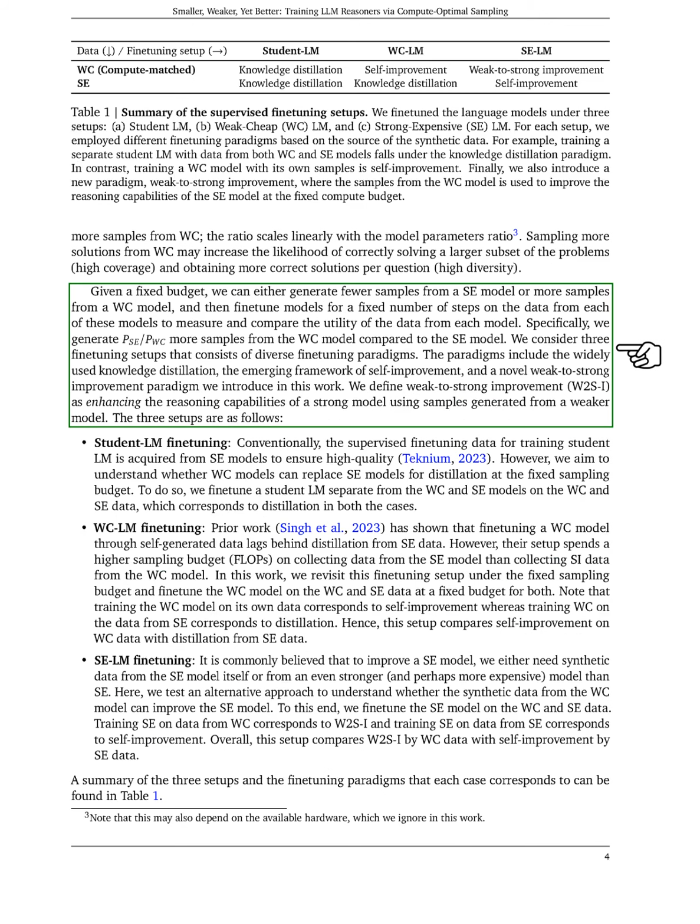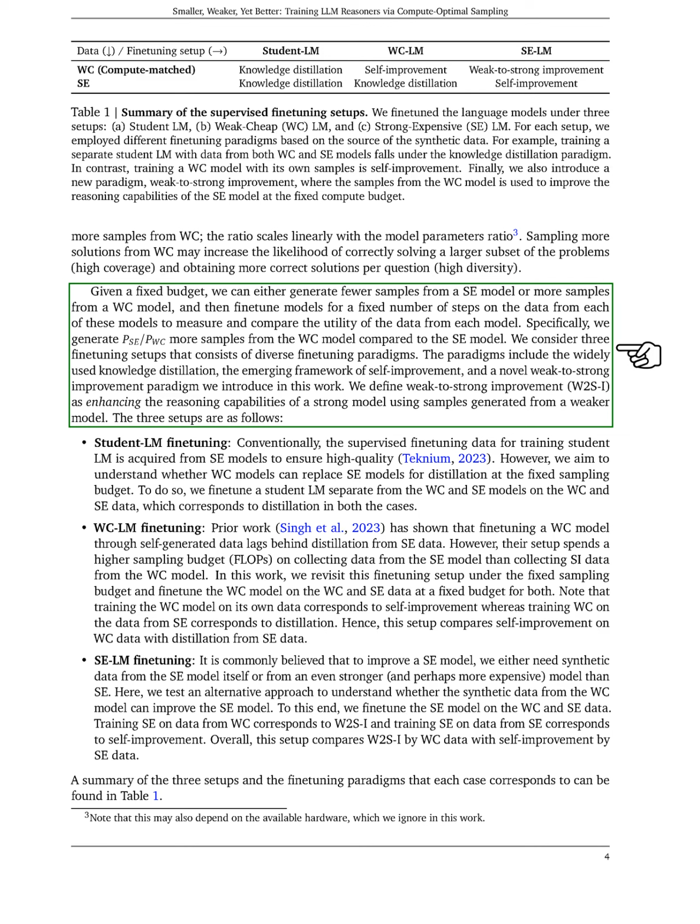The total cost for generating samples from each model can be expressed in terms of the number of questions, the number of samples, the average tokens per solution, and the model parameters. At a fixed budget, we can generate more samples from the cheaper model compared to the expensive one, and this ratio is directly related to the number of parameters in each model. By generating more samples from the cheaper model, we may improve our chances of solving a wider range of problems and obtaining diverse solutions.